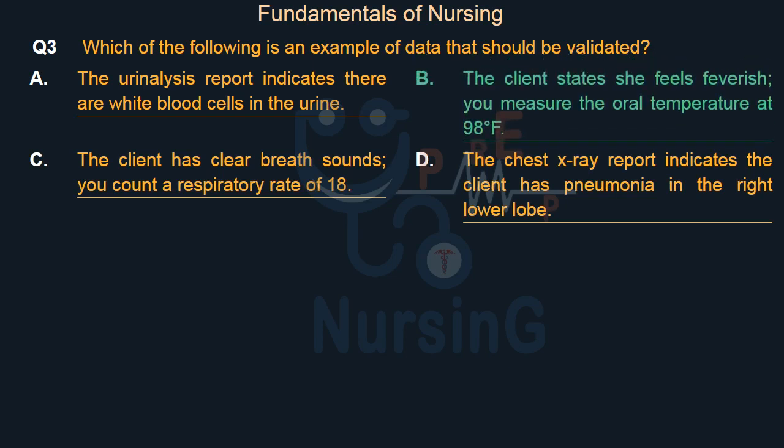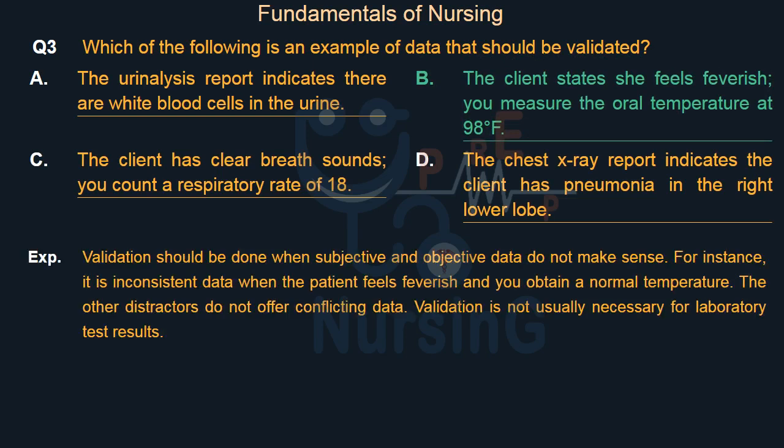The client states she feels feverish. You measure the oral temperature at 98 degrees Fahrenheit. Validation should be done when subjective and objective data do not make sense. For instance, it is inconsistent data when the patient feels feverish and you obtain a normal temperature. The other distractors do not offer conflicting data. Validation is not usually necessary for laboratory test results.